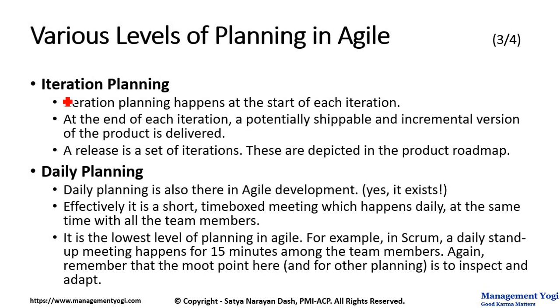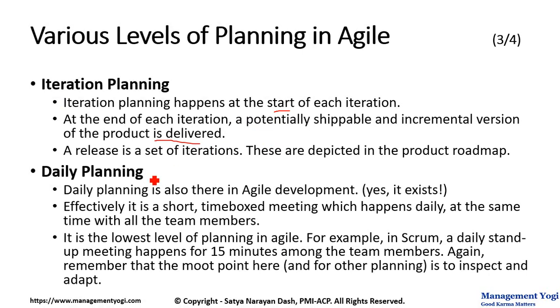Next we have iteration planning. Iteration planning happens at the start of each iteration. At the end of each iteration, a potentially shippable and incremental version of the product is delivered. A release is a set of iterations. These are depicted in the product roadmap. So the iteration details will also be part of the release. Release 1 will have iterations 1, 2, 3. Release 2 will have iterations 4, 5, 6, and so on.